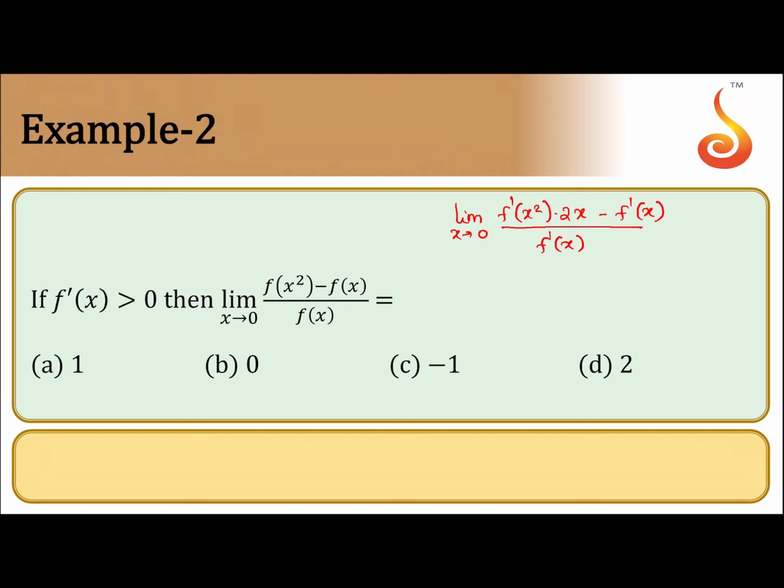Now why we did this? Because it is taking a 0 by 0 form. They have missed actually. They must give f of 0 is equal to 0 also. So what happens? It is 0 by 0 form.